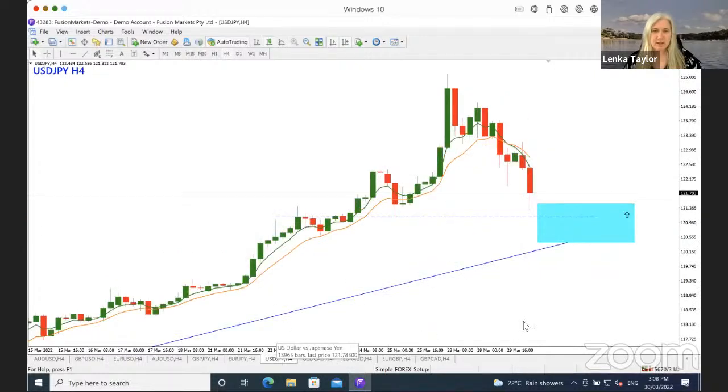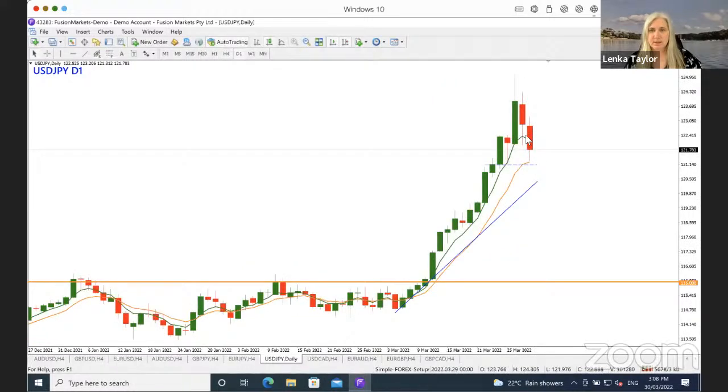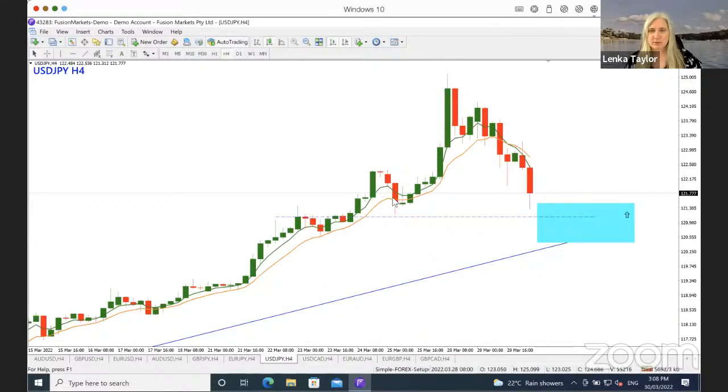Next currency pair is USD Jpy. USD Jpy on daily, again, it's still in an uptrend, a bit of a pullback at the moment. So let's see what happens at this level at the previous high. If there is a reversal, then looking for long.